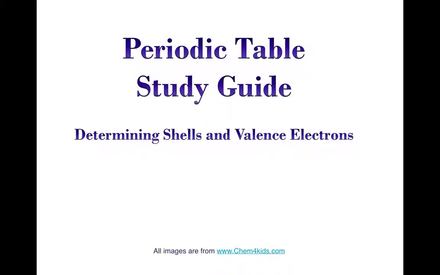Over determining shells and valence electrons. Now, remember we talked about the atomic theory and how our modern day atom has these orbits around them, or these shells. Okay, so these shells are the energy levels that the electrons are found on. I also briefly introduced valence electrons. We're going to go into a little bit more depth on what that is.